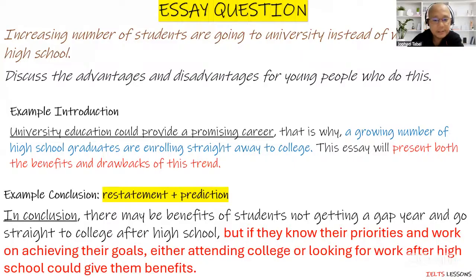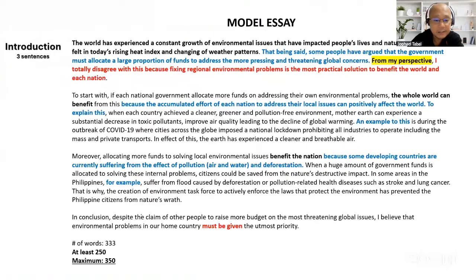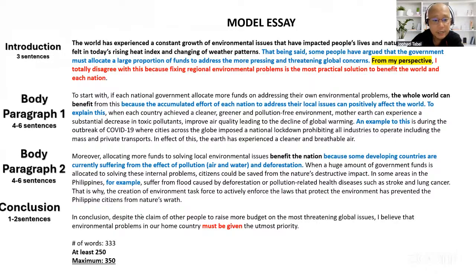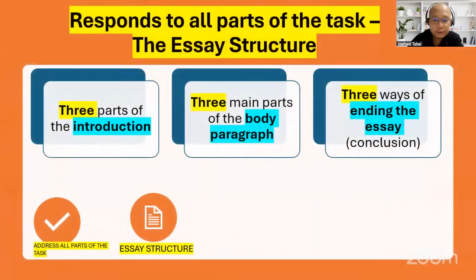So that's the three ways of ending the essay. One is restatement, the second is a combination of restatement and suggestion, and the third is a combination of restatement and prediction. That's it. So how do you end your conclusion, by the way, Mike?